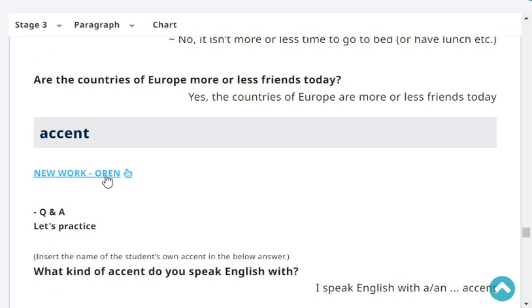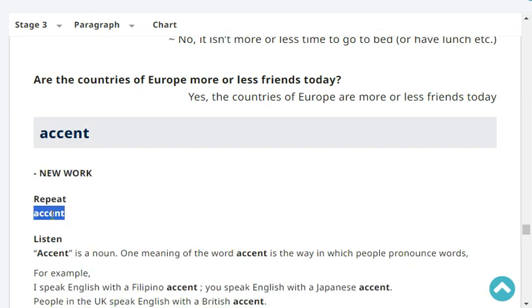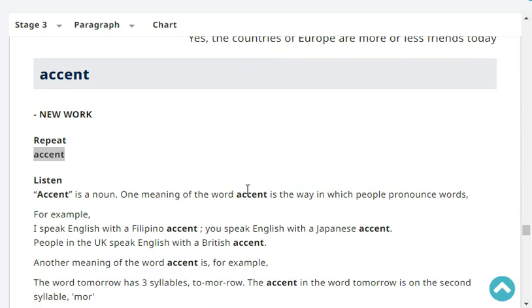Next, repeat accent. Very good. Okay, listen. Accent is a noun. One meaning of the word accent is the way in which people pronounce words. For example, I speak English with a Filipino accent. You speak English with a Japanese accent. People in the UK speak English with a British accent.